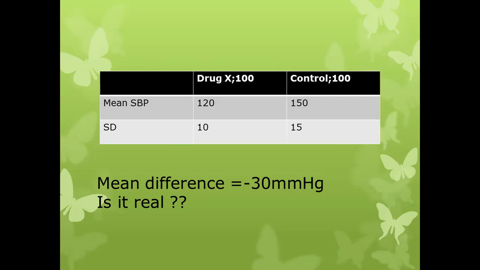After a period of treatment, I measure the arterial blood pressure, the mean blood pressure here and there, and using the unpaired t-test, I got a mean difference of minus 30 millimeter mercury. So first, is this difference real? And if this difference is real, will I start to prescribe drug X to the hypertensive population or not? And that's why I get the concept of the confidence interval.